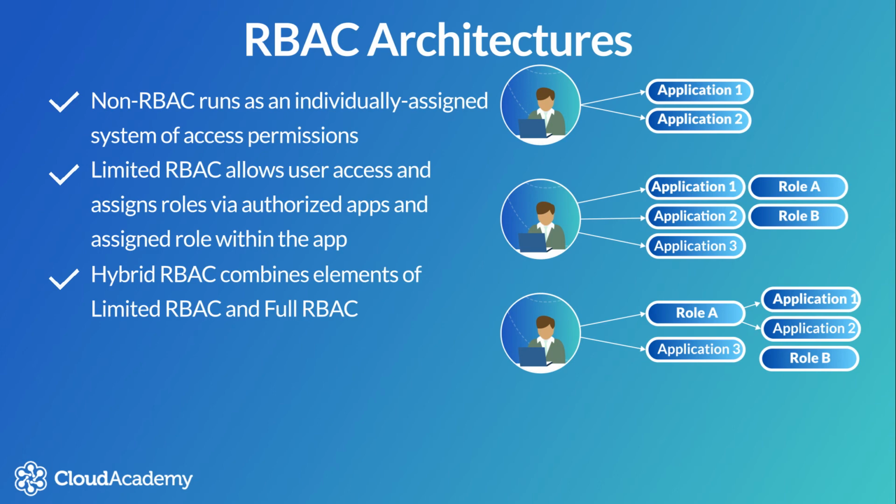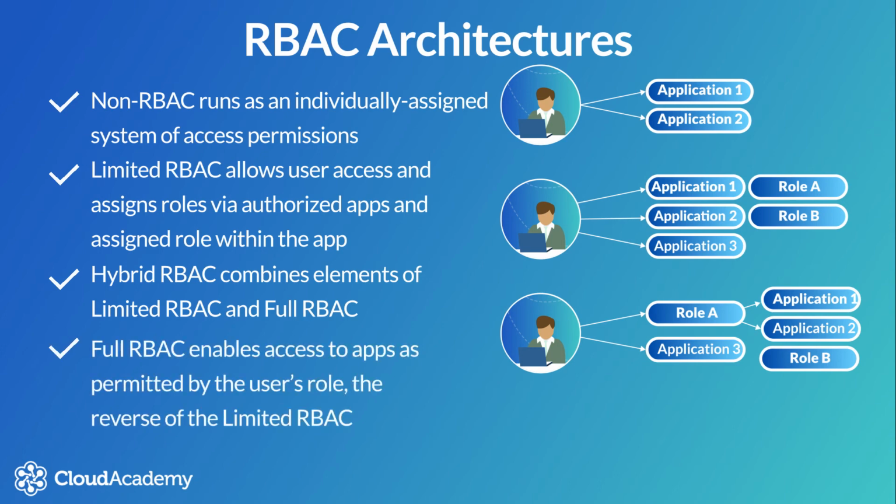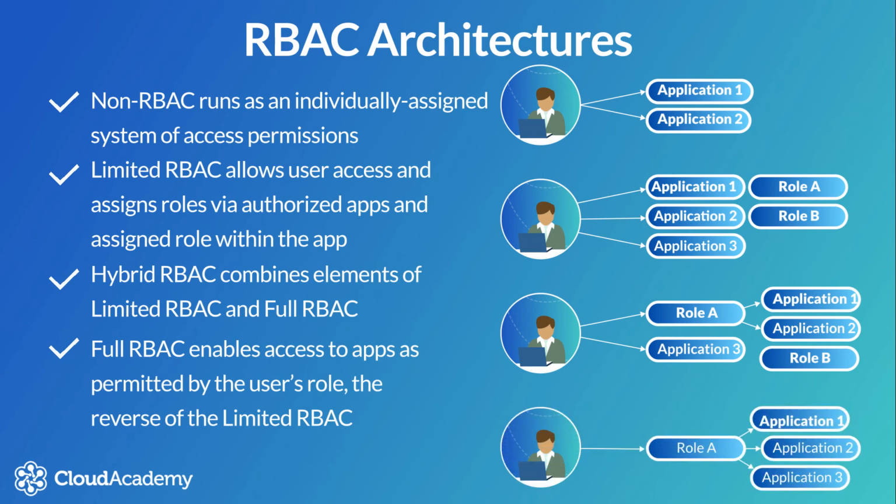Now, moving up to full role-based access control enables access to apps as permitted by the role, the reverse of the limited role-based access control. So here we have full role-based access control, and Bob logging in. He is given role A to begin with, and through role A, he is able to access all the resources to which he is assigned privileges.